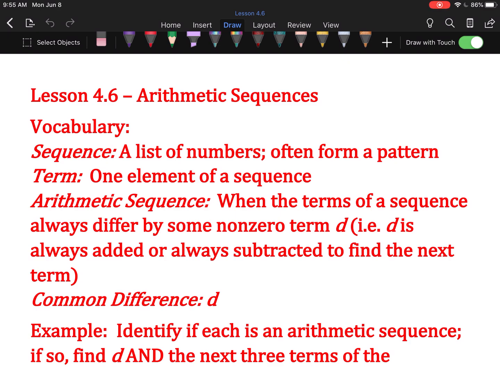An arithmetic sequence is a special sequence. It happens when the terms of the sequence always change by some non-zero term d, meaning d is always added or subtracted to find the next term. And we call that d the common difference. It is the value that is always changing. So first thing we're going to do is identify if we're looking at arithmetic sequences. And if we are, we're going to say what the common difference is and what the next terms are.